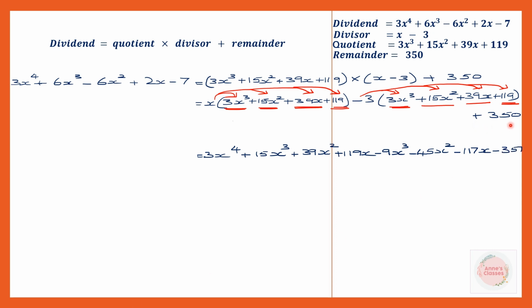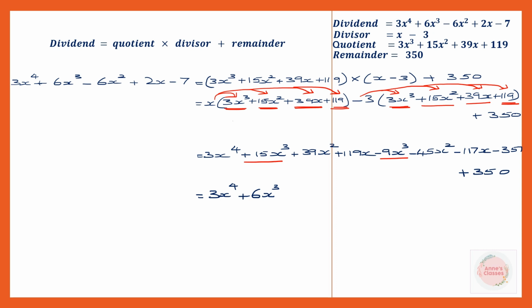Now we need to add this 350 also here. So let's write that plus 350. Now we are going to take the like terms. The first one here is 3x to the power of 4. We don't have another x to the power of 4, so we will write it as it is: 3x to the power of 4. Next one is x to the power of 3. Do we have any more x cube terms? Yes, we have here. So let's work out these two: plus 15 and minus 9x cube. Plus 15 minus 9 is 6. So that is 6x cube.